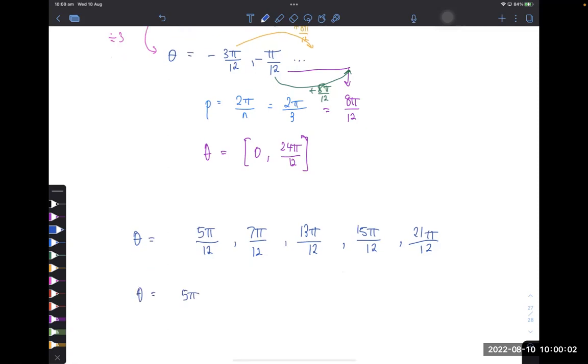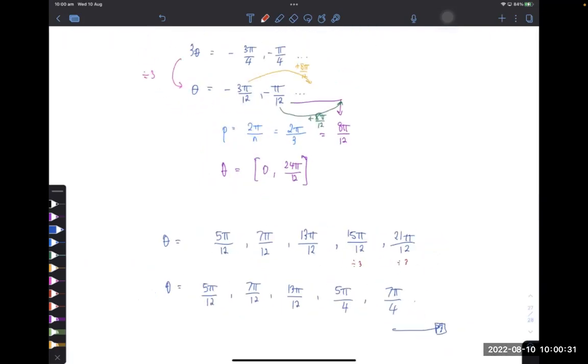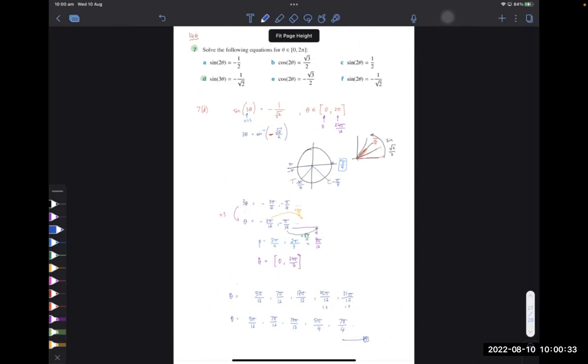We've got 5 pi on 12. We've got 7 pi on 12, and you can't simplify those. You can't simplify 13 pi on 12. However, you can simplify this one by dividing top and bottom by 3. So we have 5 pi on 4. And we can divide top and bottom here by 3 as well. You get 7 pi on 4. The end. All right, so there we go.